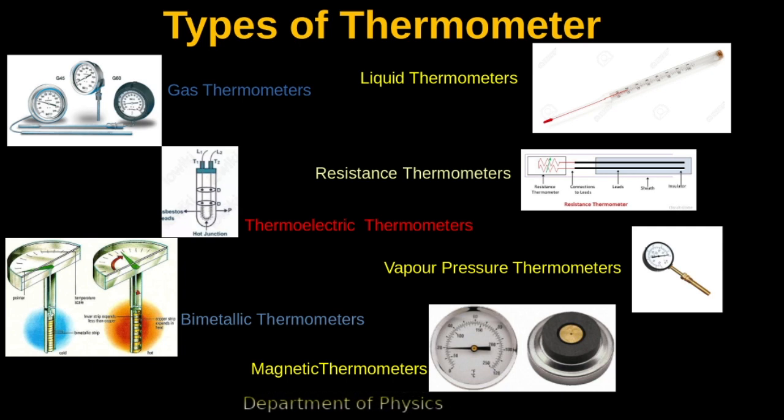Laboratory thermometers are used to measure room temperature and the temperature of hot solids and liquids in experiments. They measure temperature in the range of 5 degrees Celsius to 110 degrees Celsius, and higher temperatures also.